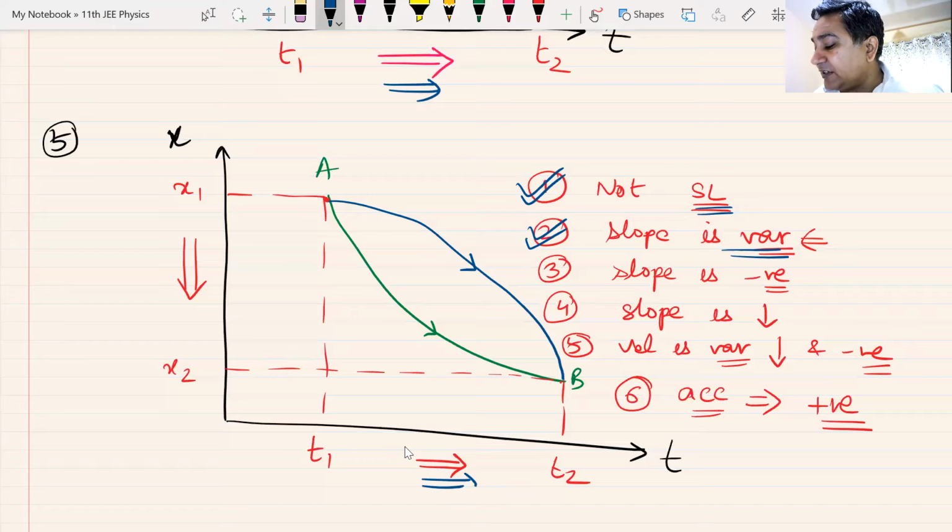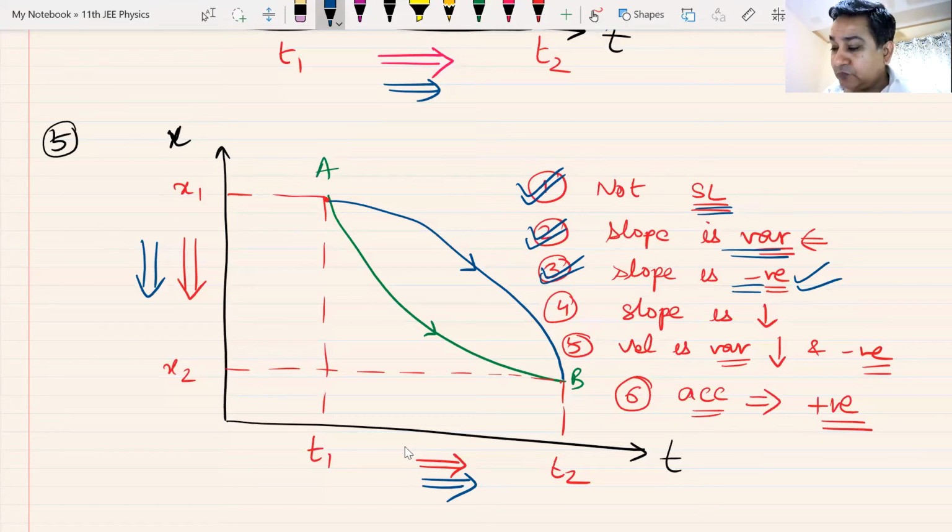When time increases, x decreases. So the slope is negative. This point is also correct. Now come to the fourth point. What is the fourth point? Slope is decreasing. Is the slope decreasing here? No, Anna. The slope is increasing. Yes.